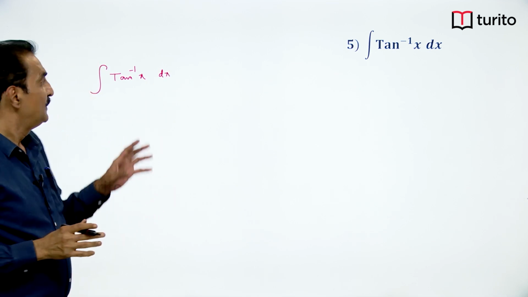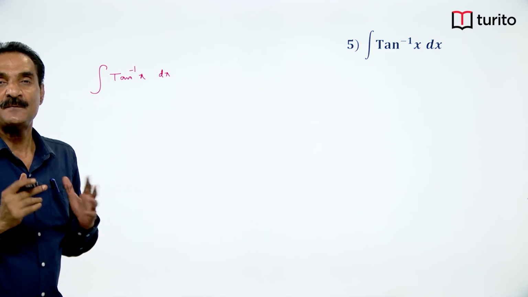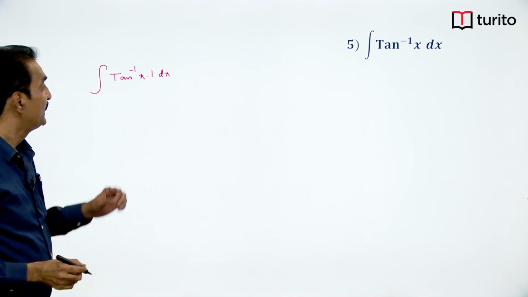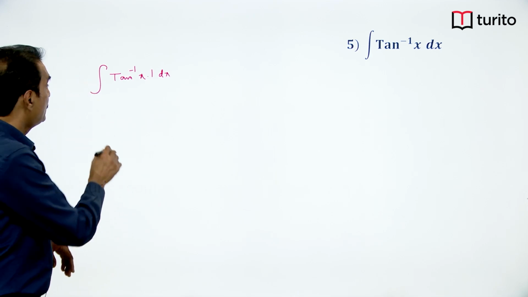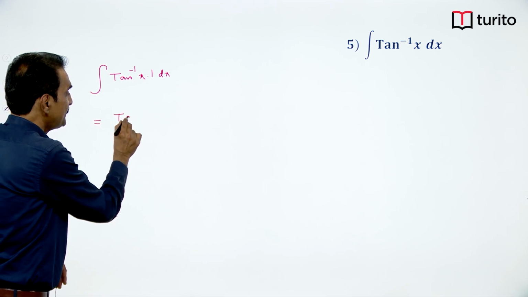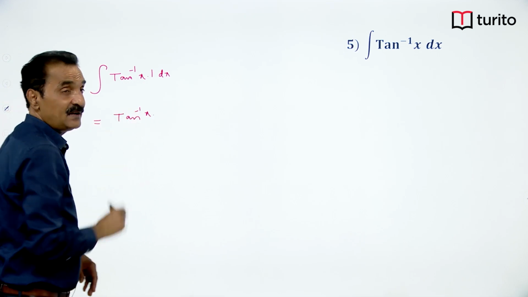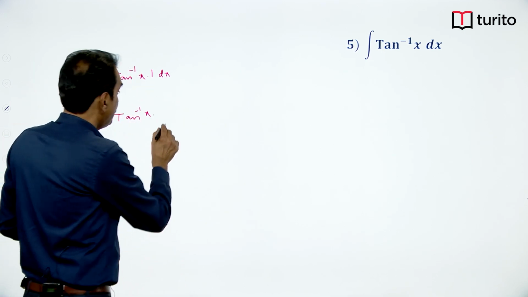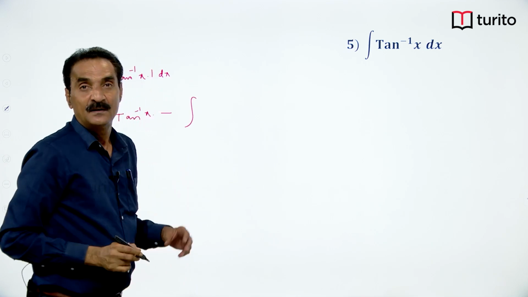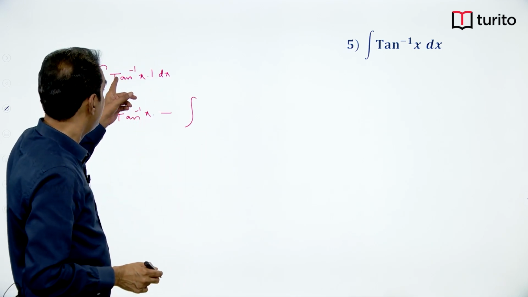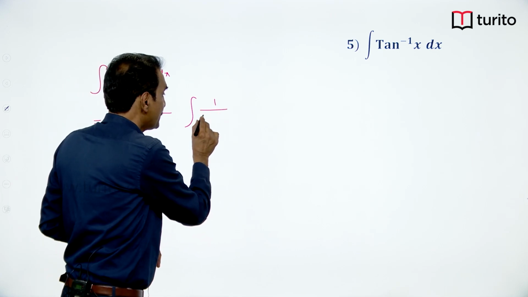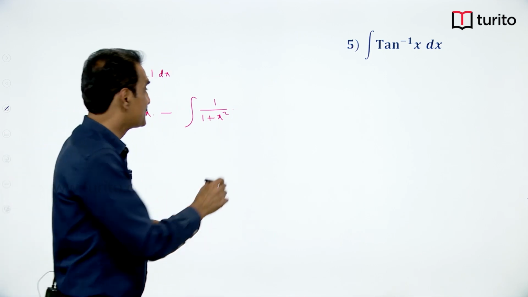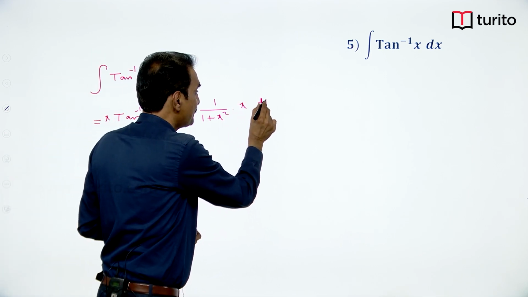Over here, first function is tan inverse x, second function is 1. Integrate by parts: first function into integral of the second, tan inverse x into integral of 1 is x, minus integral of derivative of the first function, 1 by 1 plus x square, into integral of the second function, x, dx.